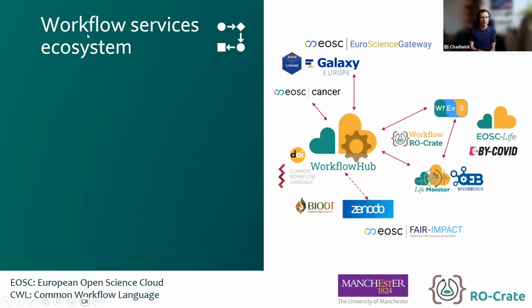So the workflow services ecosystem is the one that you're likely to have come across before if you are closely involved in Elixir. We have, over the course of quite a few years, built up this ecosystem of different services and tools. So we have at the core Workflow Hub, which is a workflow registry. And whenever you register a workflow on Workflow Hub, you can automatically export it as a workflow RO-Crate. So that's the description of the workflow in RO-Crate format.